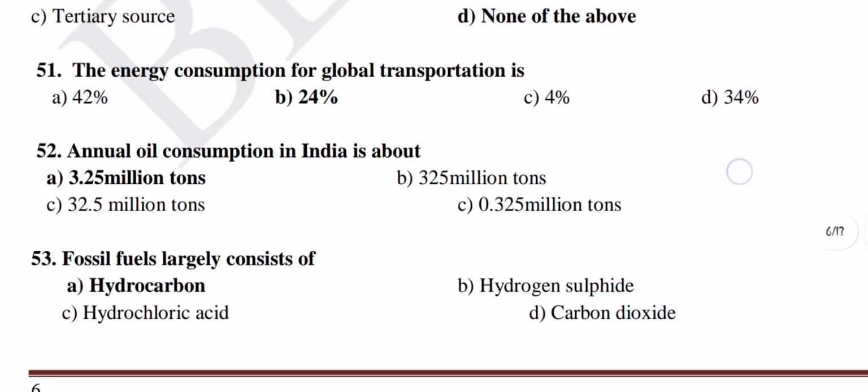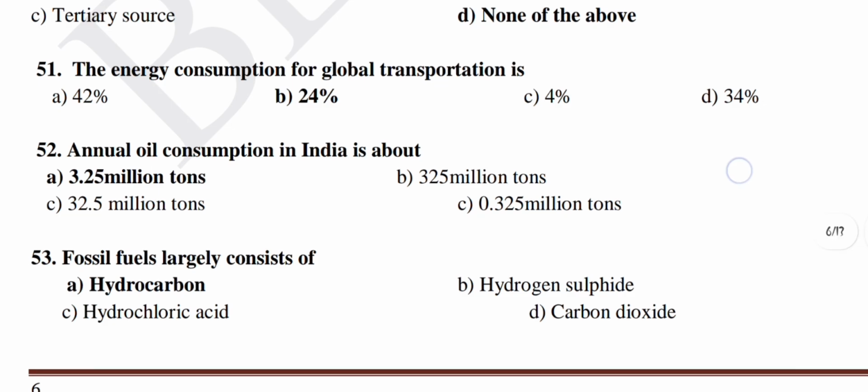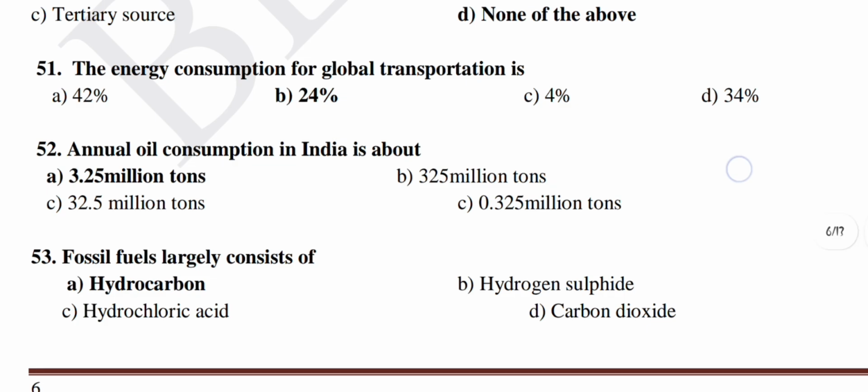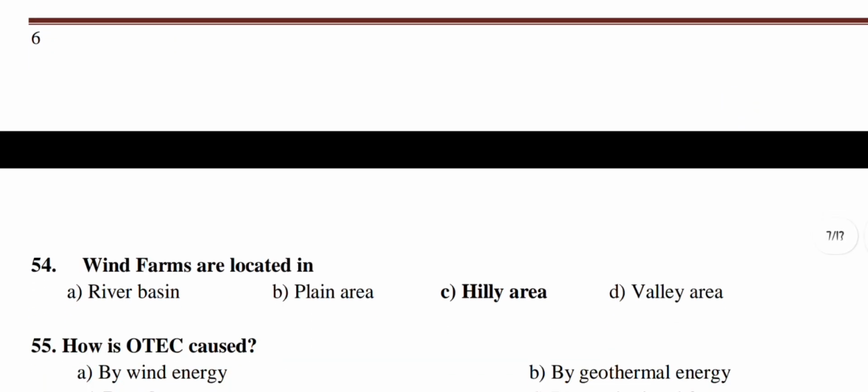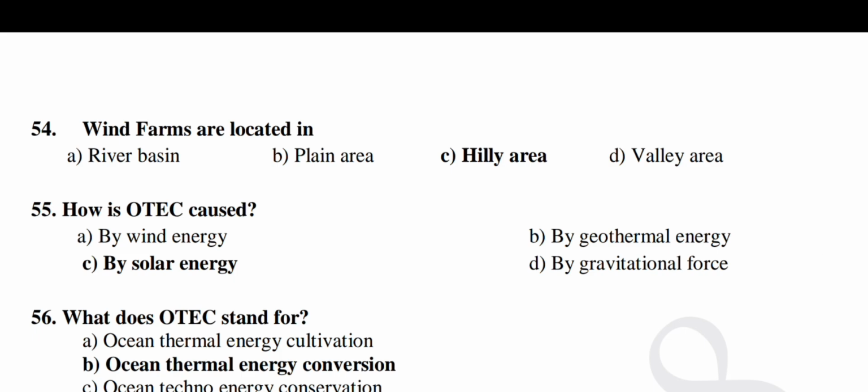51. The energy consumption of global transportation is 24%. 52. Annual oil consumption in India is about 3.25 million tons. 53. Fossil fuels largely consist of hydrocarbons. 54. Wind farms are located in hilly areas.